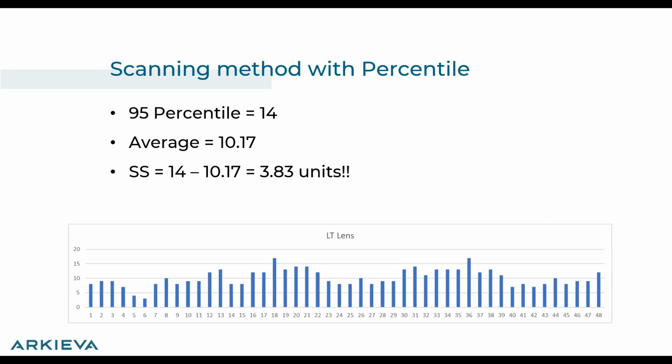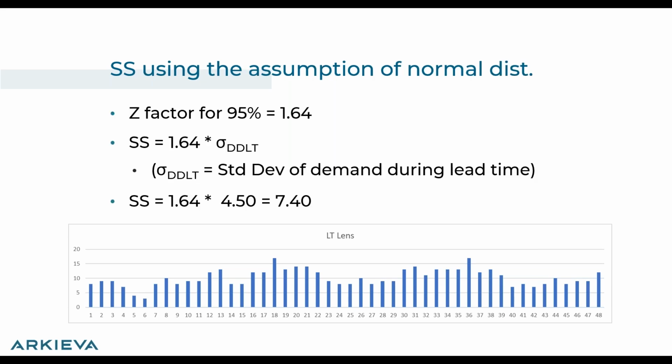And you can do more variations on it. You can do the calculation based on percentile. So if you use the percentile formula in Excel, the idea of percentile is what is the data point below or above which 95% of the values lie. In this case, we are interested in below. So the 95th percentile point for this data set is 14. Since we already know the average is 10.17, the safety stock will be equal to 14 minus 10.17, which is 3.83 units. So scanning is kind of a rule of thumb method, and you can tweak it to your own liking or based on whatever you are used to.